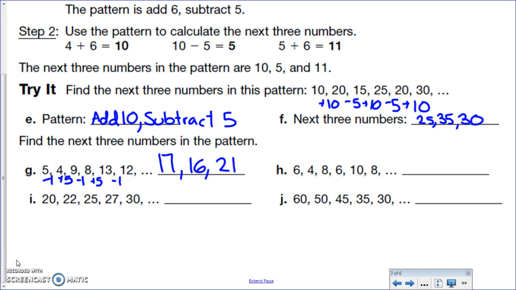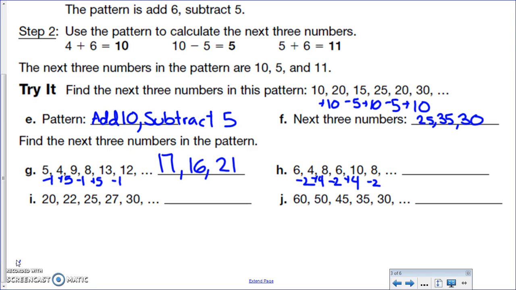For H, we have 6, 4, 8, 6, 10, 8. So to get from 6 to 4, we have minus 2. 4 to 8 is plus 4. 8 to 6 is minus 2. 6 to 10 is plus 4. And then 10 to 8 is minus 2. So our pattern is subtract 2, add 4.